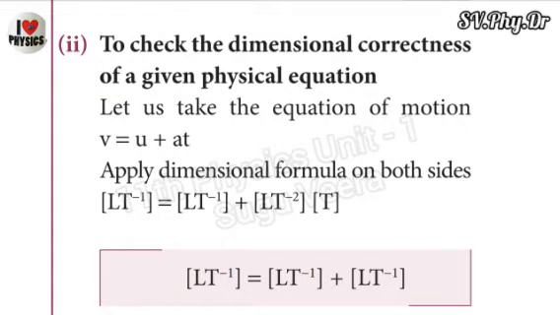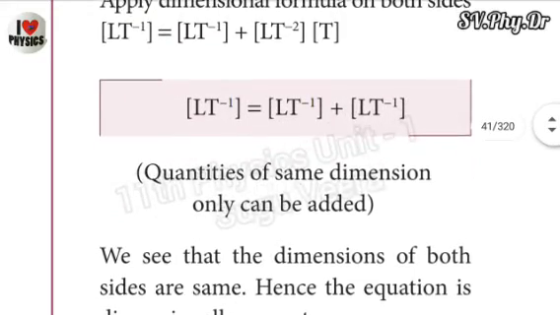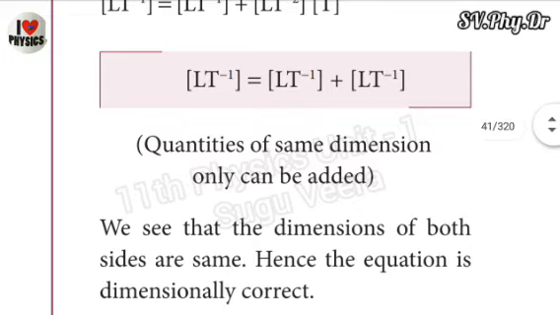Now see the second application. To check the dimensional correctness of a given physical equation, take the equation of motion V equal to U plus AT. This is a kinematic equation. You can take any equation. Now apply the dimensional formula on both sides. The unit of velocity is m s power minus 1, so the dimension of velocity is L t power minus 1. And U is also velocity, that means starting velocity, so the same dimension, L t power minus 1.